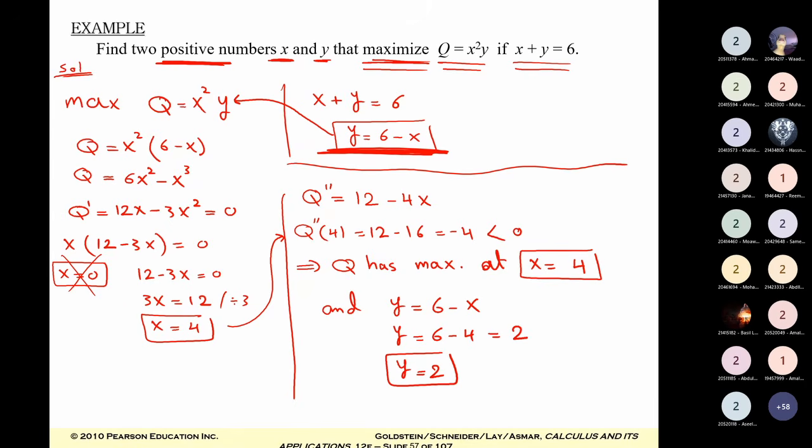If we need to find q, the value of q equal what? X squared y from the example. So we have 4 squared multiplied by 2, we have 32. This is the maximum value of q, just at x equal 4 and y equal 2. Any question?